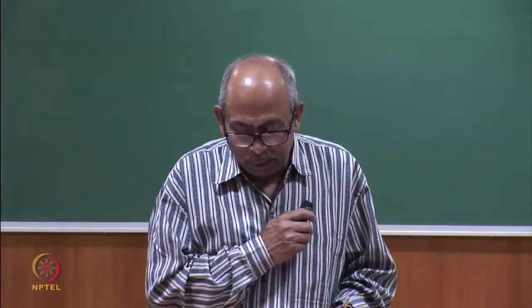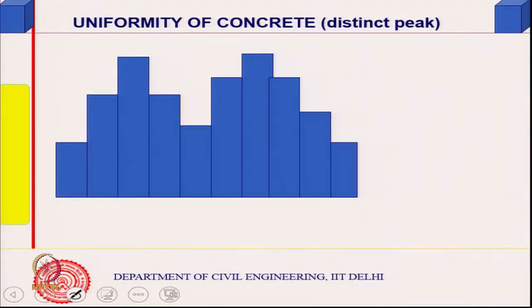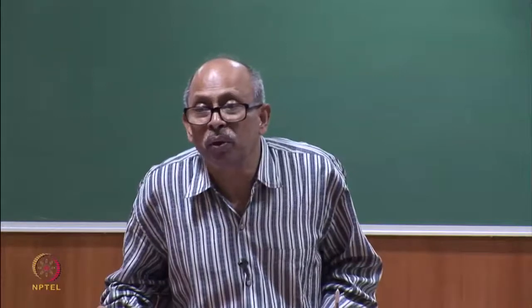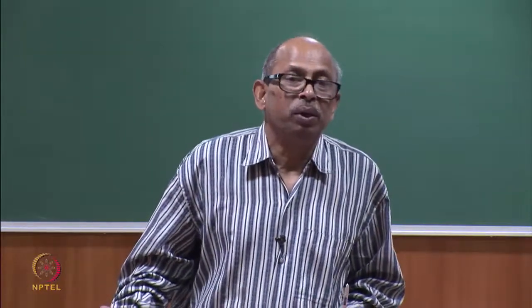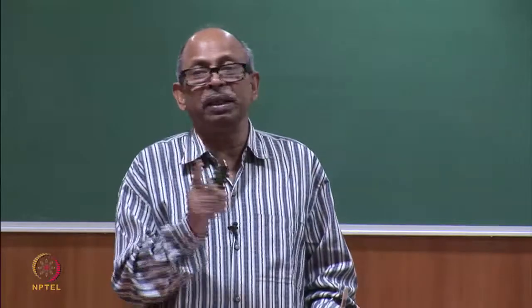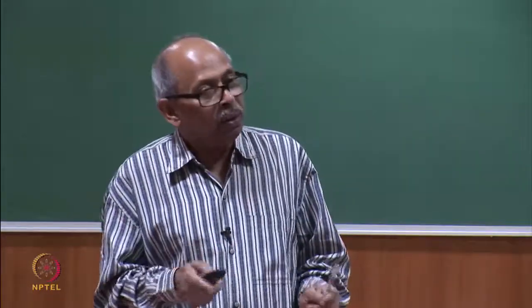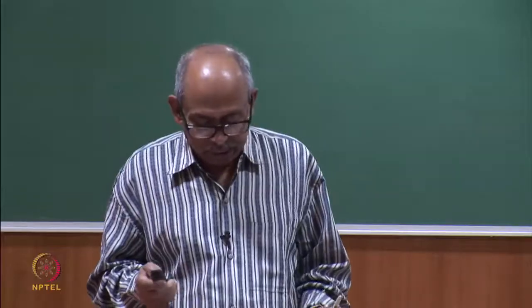This is two distinct peaks, which means that it would have come from two sources. Possibly two contractors would have supplied from two different sources of concrete, or maybe it was constructed at two different times. So, a uniform single peak tells us that it is uniform concrete, it does not say anything of what the strength is, which has to be estimated.